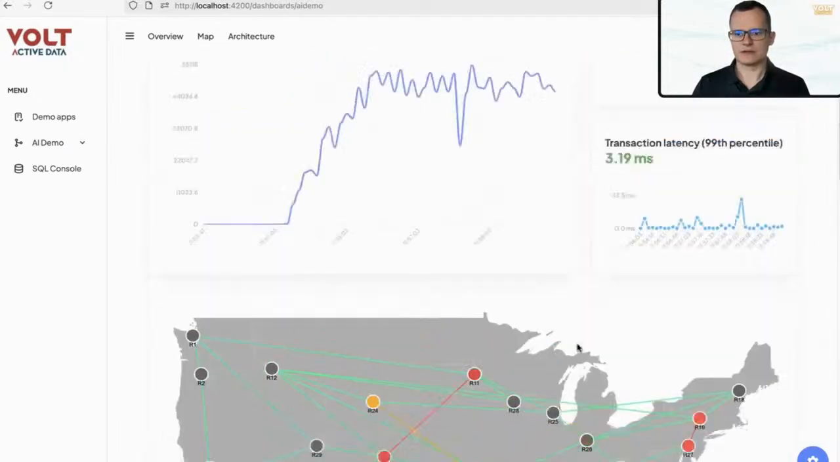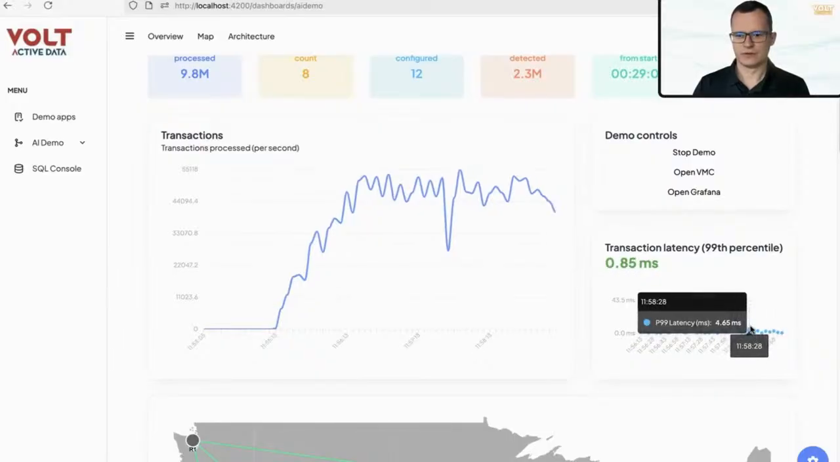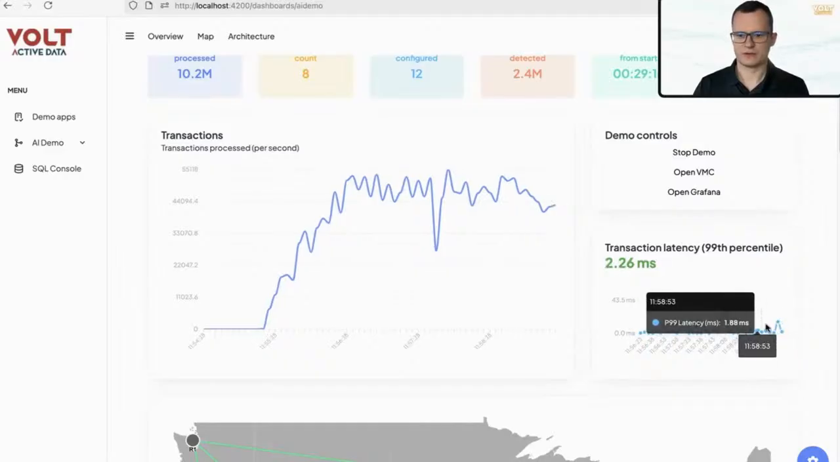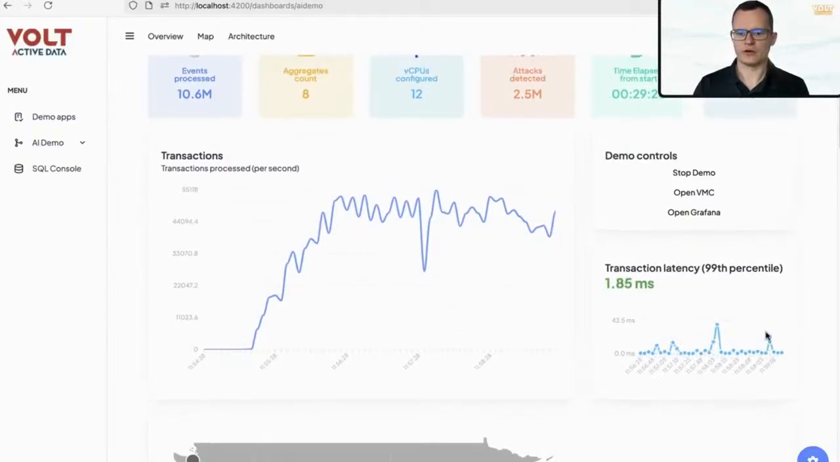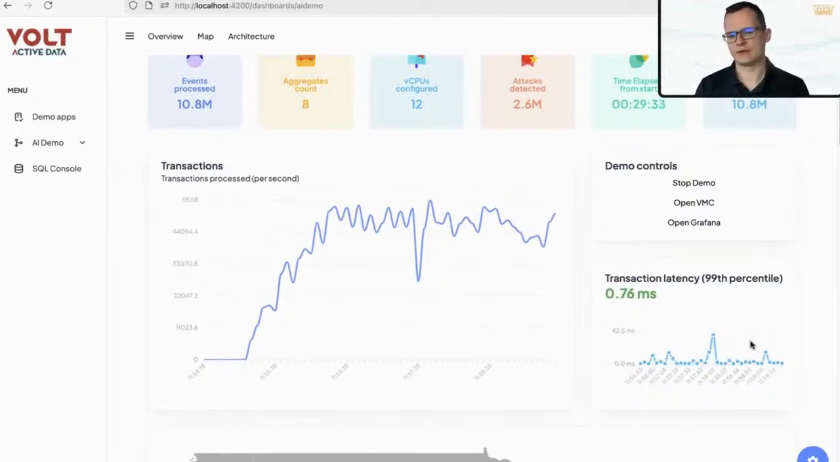So as you can see, the latencies are still very low, around 2 milliseconds for each transaction, with some spikes from time to time when we are cleaning data, when we have some aggregation being done. Overall, we are usually delivering an SLA of P99 being below 10 milliseconds.